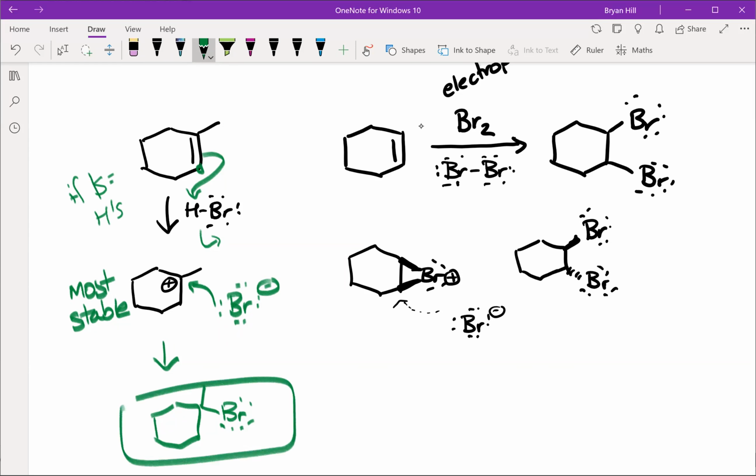In the case of the bromine reaction, you would have bromine here, and it could come in and react with that proton to form the bromonium faster than the bromide ion, which was floating around in the reaction, could.